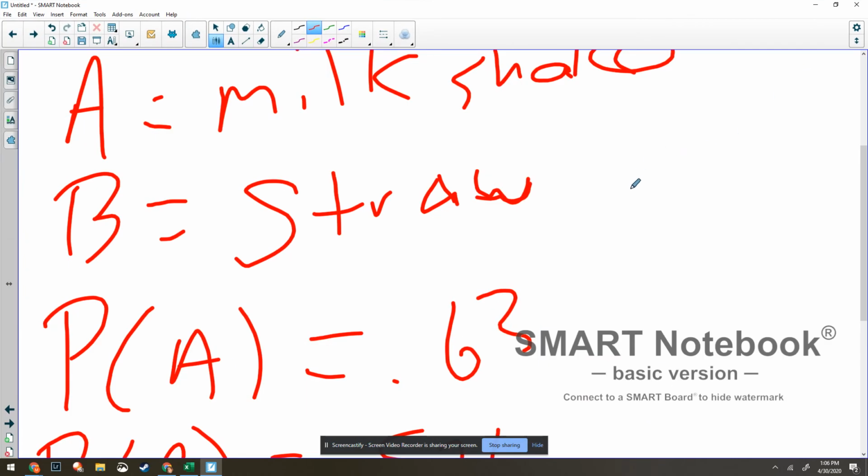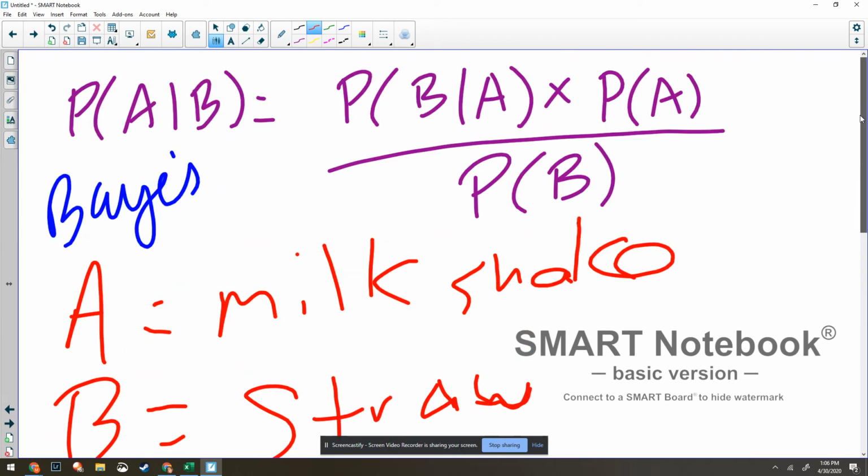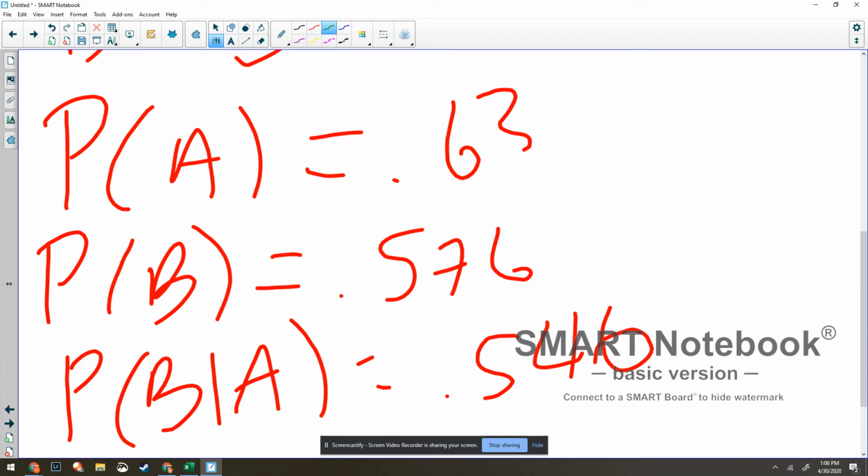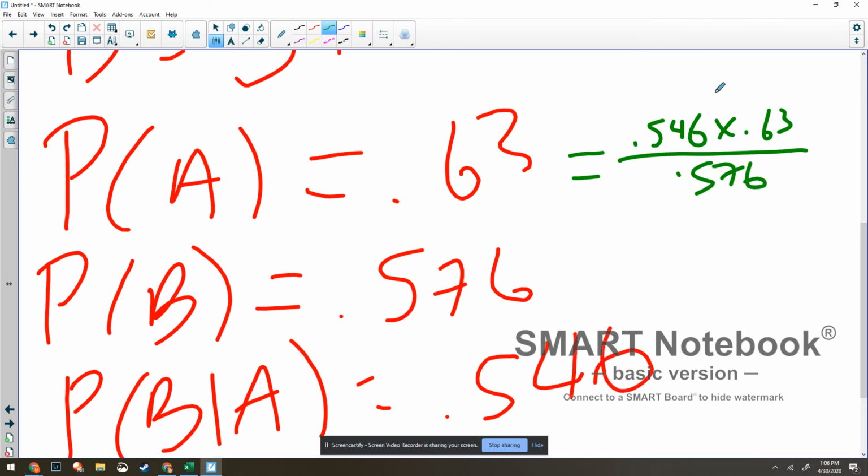Okay, and now we want to find the probability that they sell a milkshake given that it's strawberry flavored. So if we go back to Bayes' theorem, which is way up here, this means that we will have to do the probability of B given A, which is 0.546, times the probability of A, which is 0.63, over the probability of B, which is 0.576. And so this is what you would have to type in your calculator. And when you do that, let me just double check that everything is right here. You get 0.597.